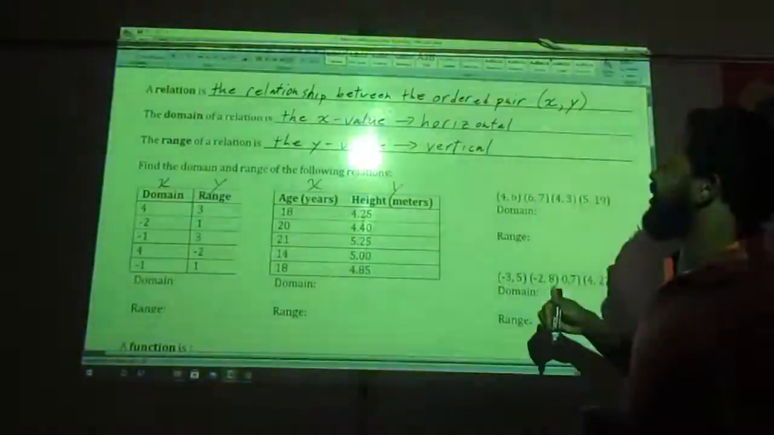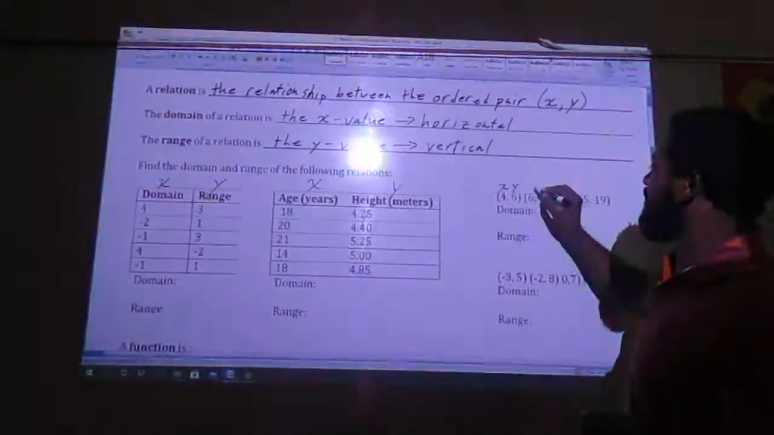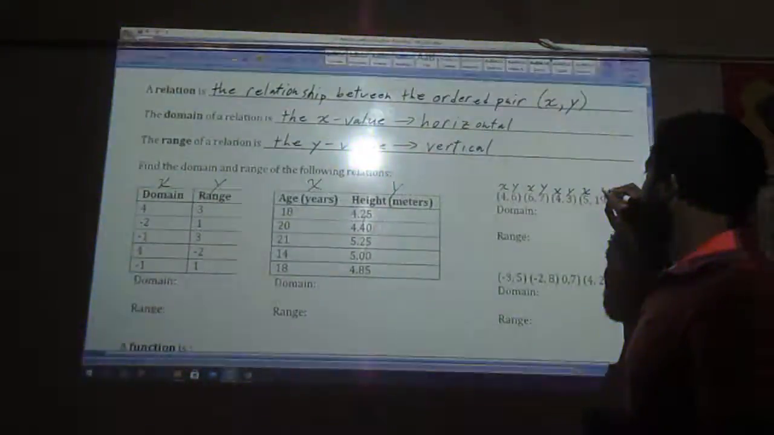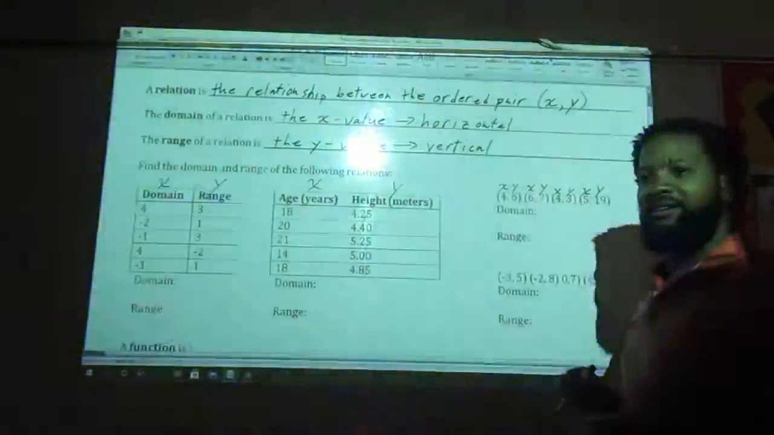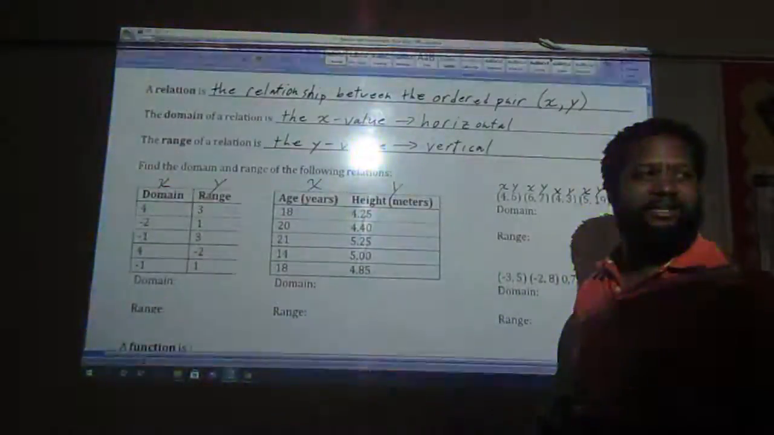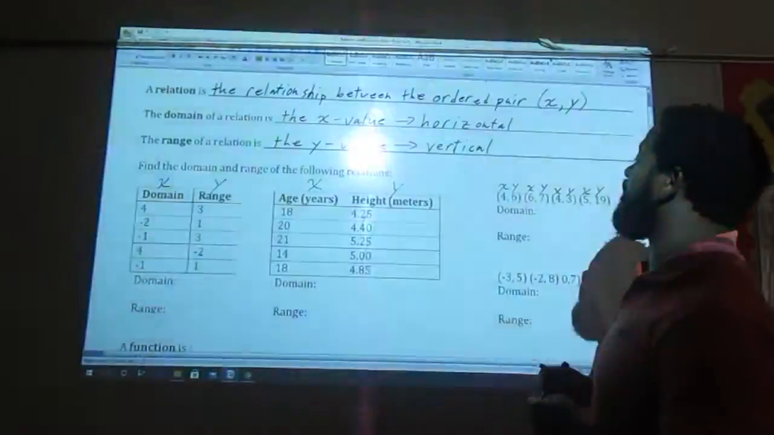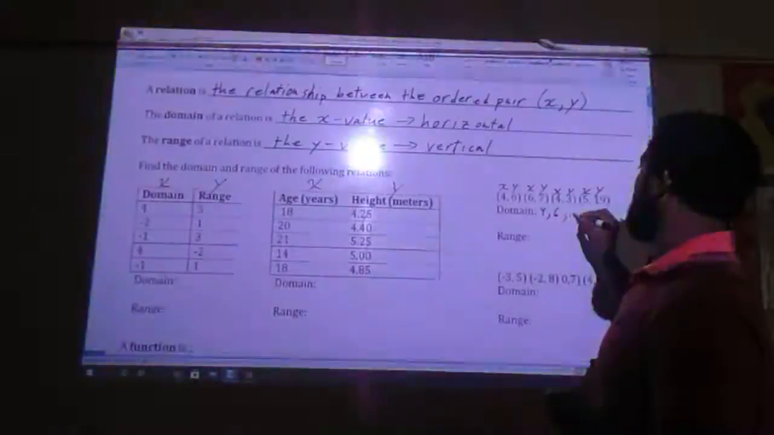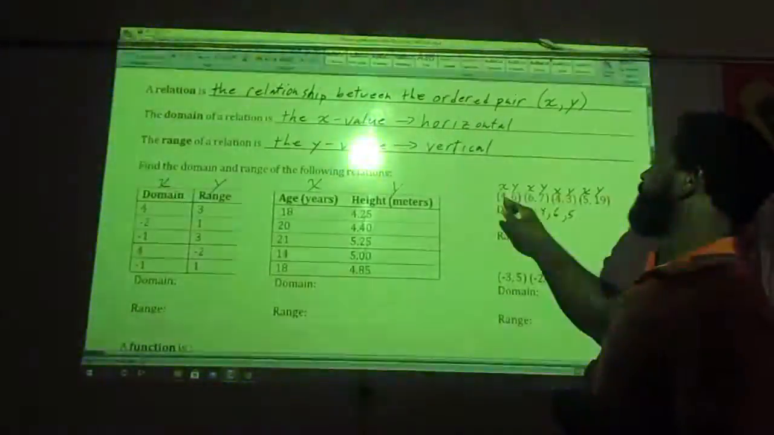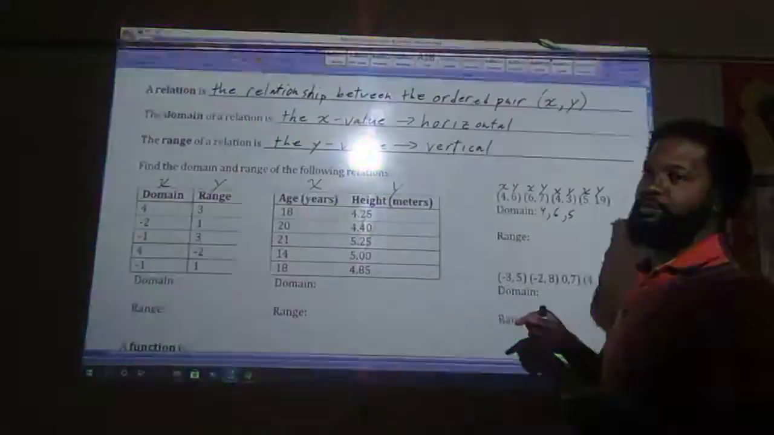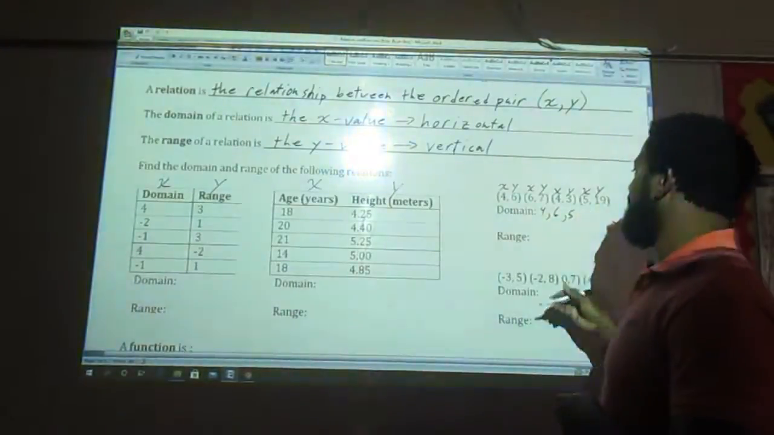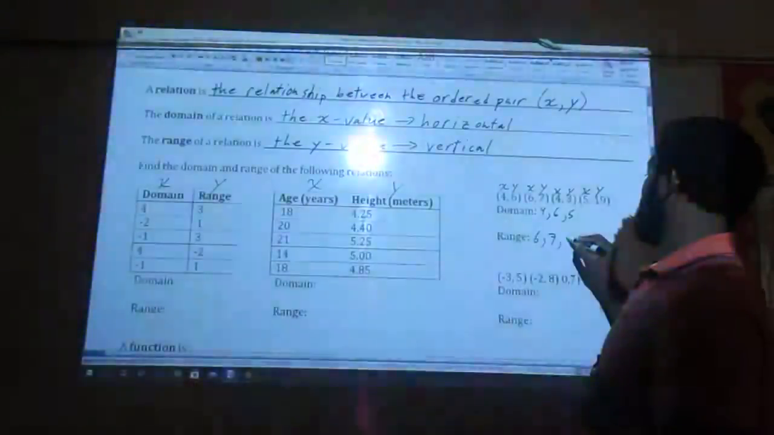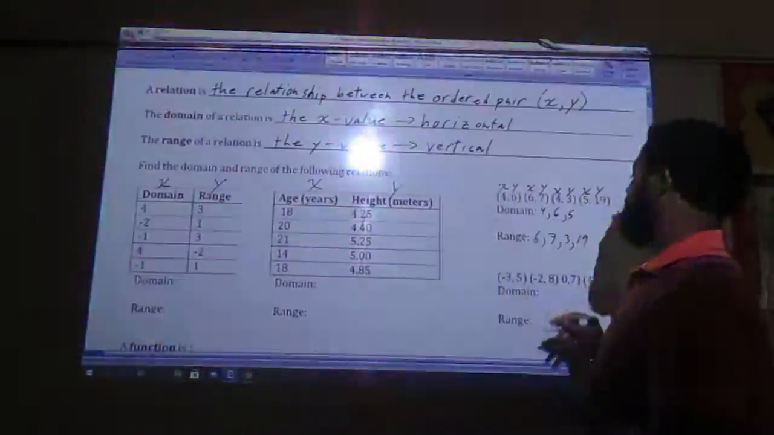Ordered pair. Okay, these are your ordered pairs. X, Y, X, Y, X, Y, X, Y. Kind of feel as though I sound like a robot saying that. Anyway, regardless, our domain is 4, 6, and 5. We have 2 4s, so we don't necessarily have to put our 4 twice. I mean, let's be real. Our range, 6, 7, 3, and 19, okay?